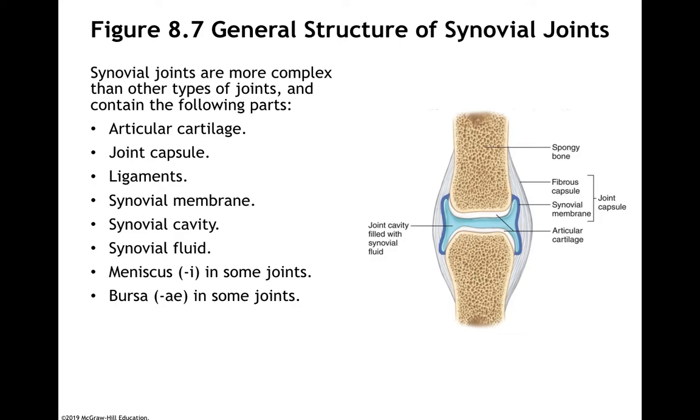Synovial joints are more complex than the other types of joints we just talked about. They all have the following parts. There is an articular cartilage on the ends of the bones that are articulating with one another. The joint capsule we just described briefly, which includes ligaments, and there are other ligaments as well. The synovial membrane, which surrounds the synovial cavity. That synovial cavity is filled with synovial fluid. There are also meniscus or menisci in some joints, or bursa and bursae in other joints that help to make them move more smoothly, and we'll see them when we talk about specific synovial joints.